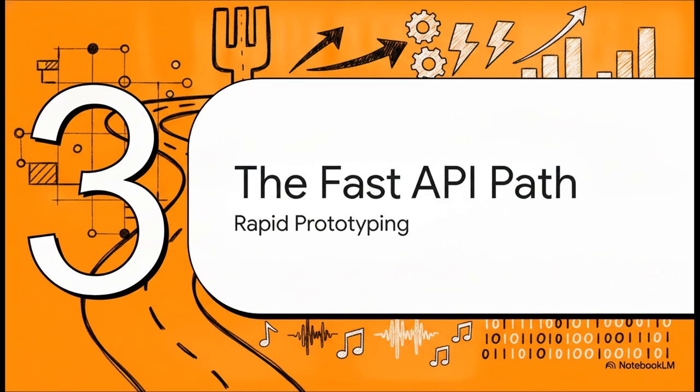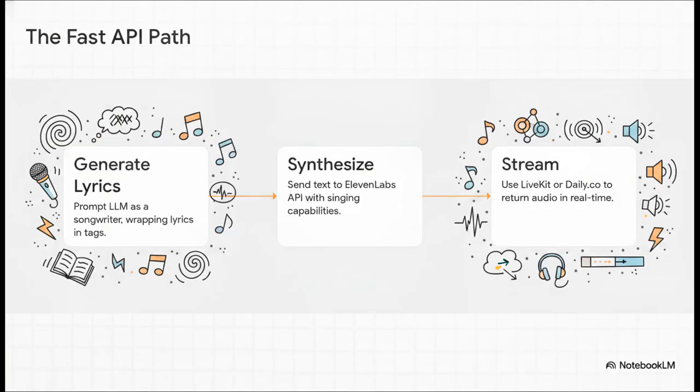So we've hit a fork in the road. Section 3, the fast API path. If you're a developer and you're looking for really rapid prototyping, going with professional APIs is definitely the way to go. The pacing here is incredibly fast. Step 1, you generate the lyrics. The real trick here is your system prompt. You instruct your LLM to act as a songwriter, and this is crucial. You tell it to wrap the lyrics in specific tags, like bracket singing bracket. And you describe the style, something like singing in a soulful pop style.